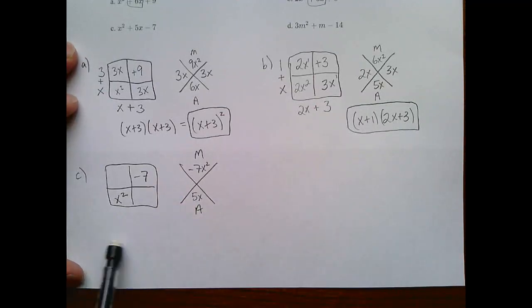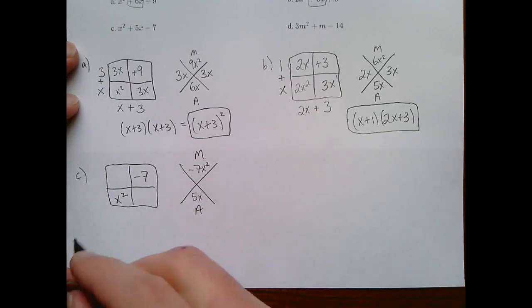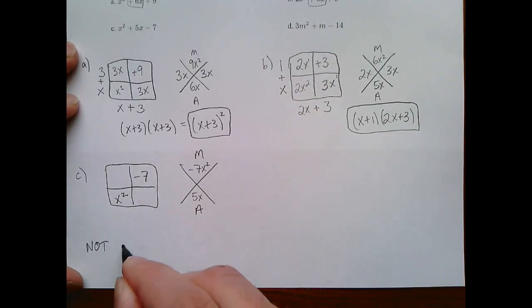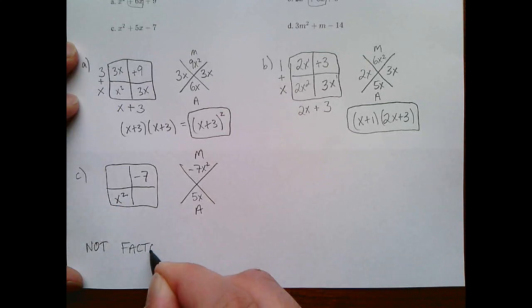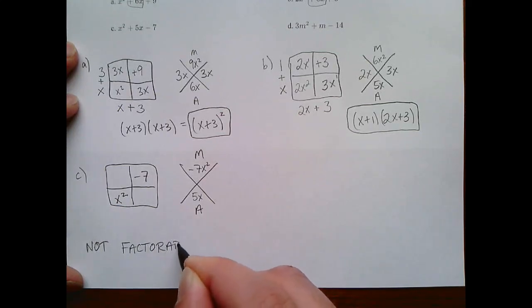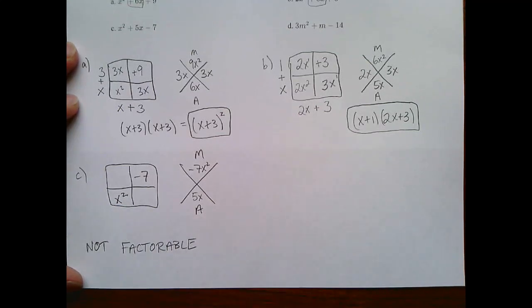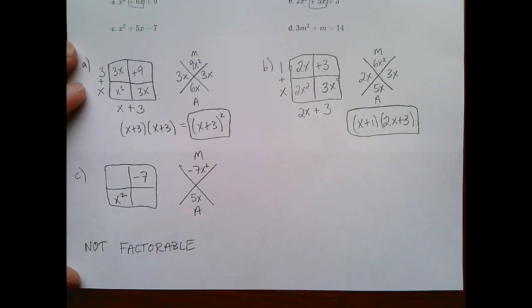So what does that mean about this factoring? Well, if you remember back to the last video, that means that this part C is not factorable. So if I can't find the two numbers that satisfy, then in this case, it cannot be factored. All right, so let's keep rolling.